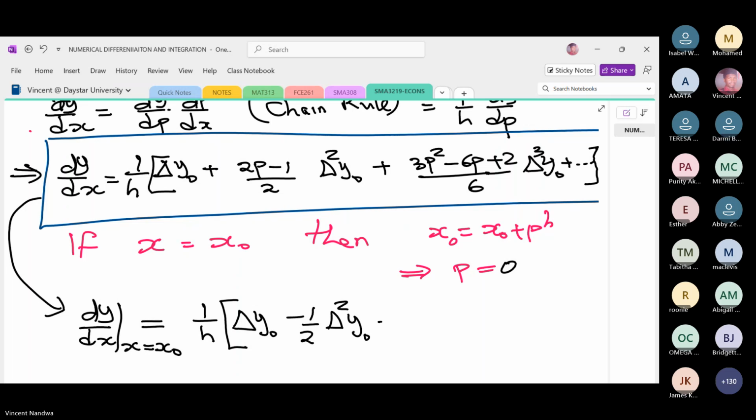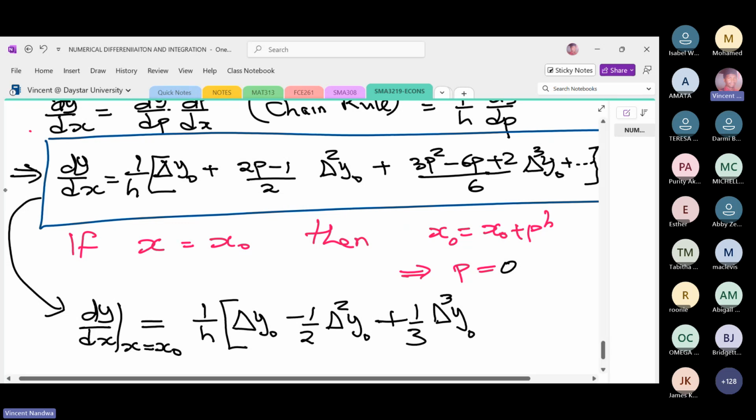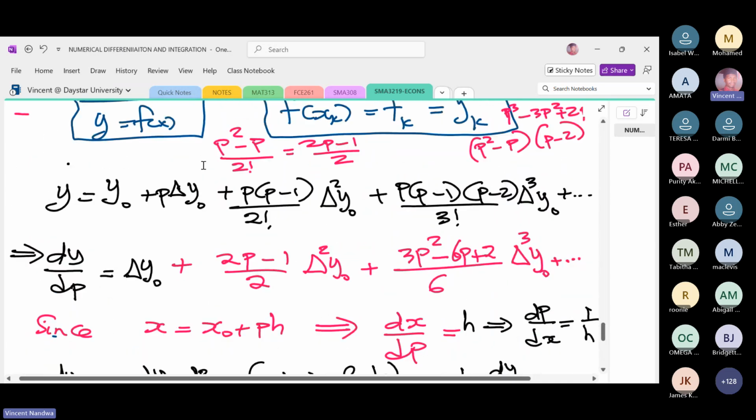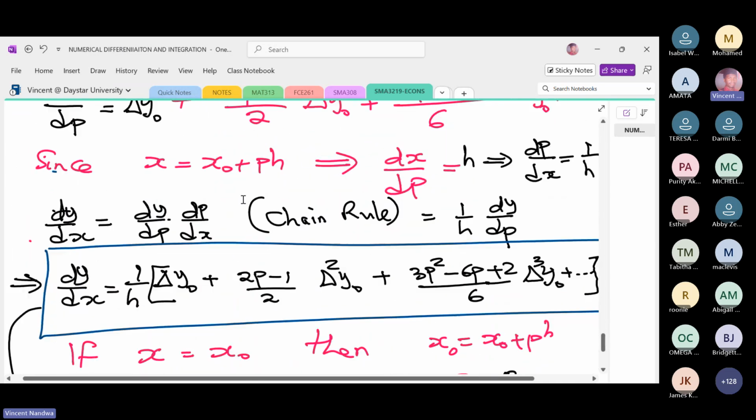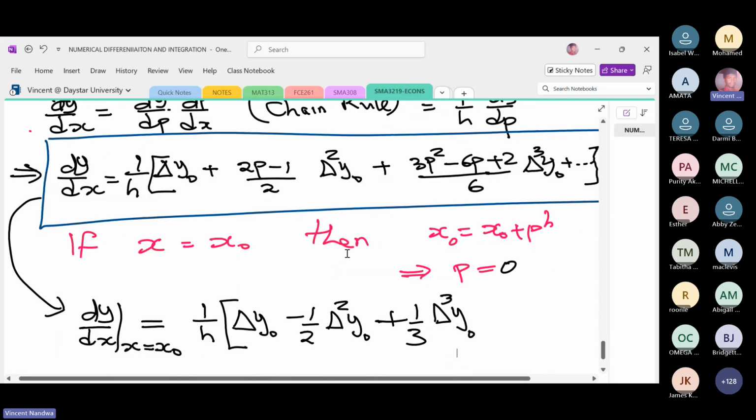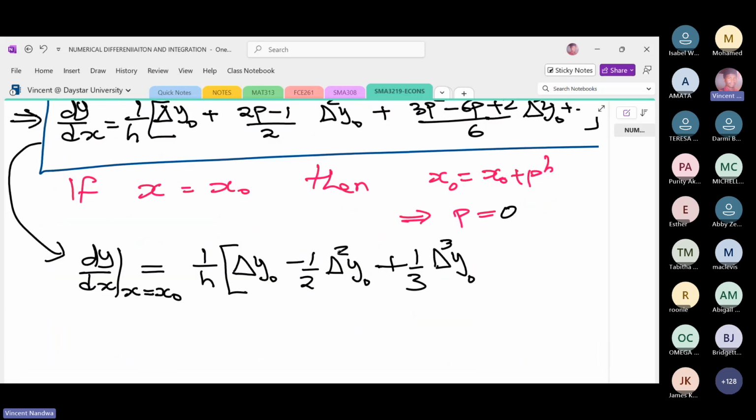Done. A third. So I'll have a third forward of y naught. Then I want you to do as an exercise. If you are to extend to write the fourth, fifth, sixth, the next 3 terms of this Newton forward interpolation formula, and you do the same process we've done for these first 4 terms, you will also get that the next term will be minus 1 over 4, the fourth forward of y naught.